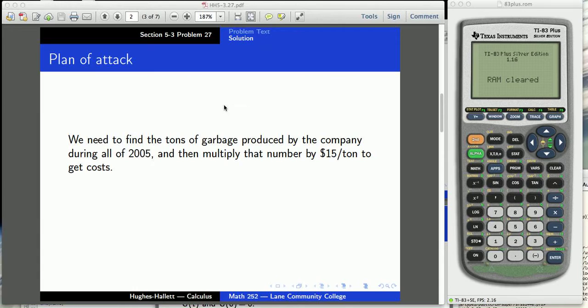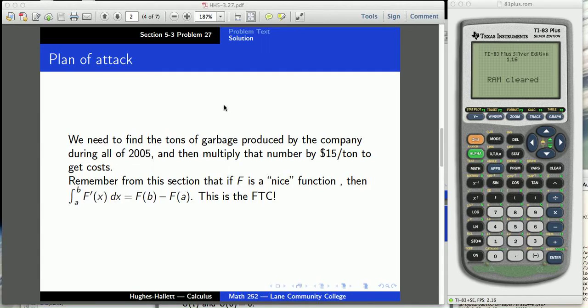The thing I want you to remember from this section is the most important fact in this section: if you have some function that's nice enough, and almost every function you're going to meet in this class will be nice enough, then when you integrate its derivative, so we have a function f, we're integrating its derivative from a to b, what we get is the change in f. We get f of b minus f of a. This is the fundamental theorem of calculus. Now let's see if we can use this fact to approach this problem.